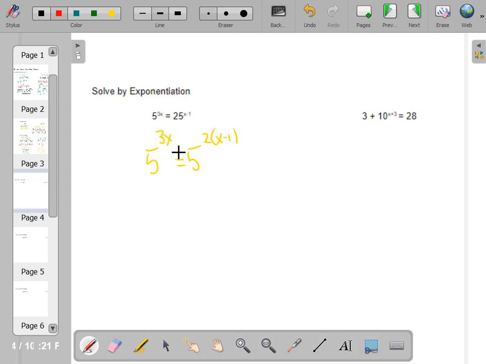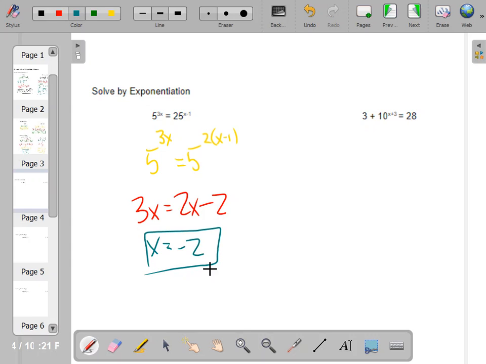See how these have the same base? That means that their exponents have to be the same. 3x has to equal 2x minus 2. If you distribute, you get 2x minus 2. When you subtract the 2x, you get 1x, and that means x equals negative 2. That's your answer. X can be negative because you're taking 5 to a power. It's not a log of a negative, so you're fine.